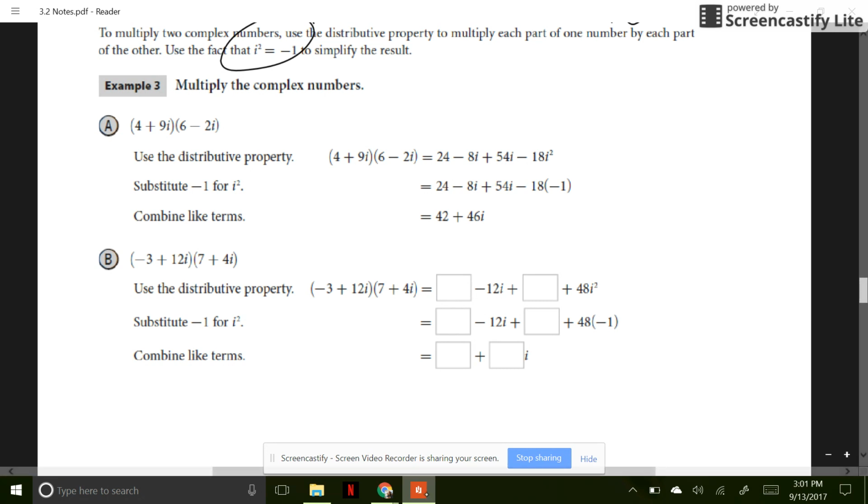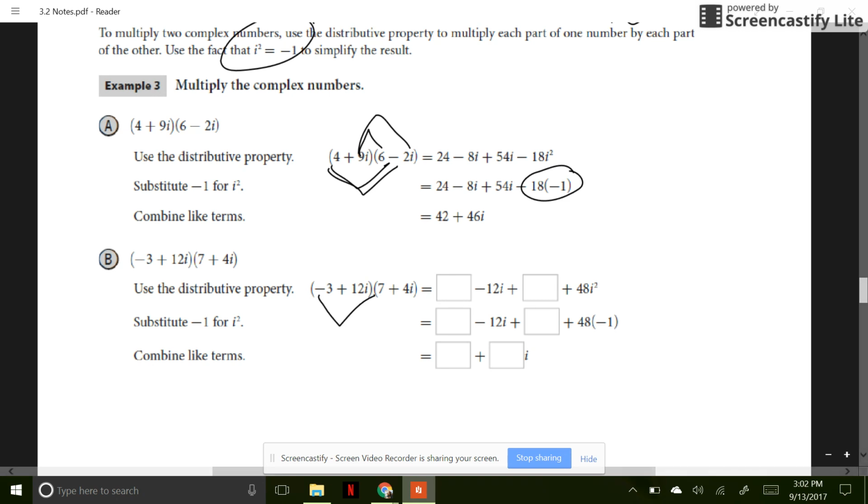So we use the distributive property, we FOIL. So we take the first terms, 4 times 6 to get 24. We take the outside terms, 4 and -2 to get -8i. Inside terms, 9 and 6 to get 54i. And then the last terms, 9 and -2 to get -18i squared. So now is where we say, okay, i squared is the same thing as -1. We take the real portions, so we got positive 18 now and 24 to get 42, -8i and 54i to get 46i. So we try another one.